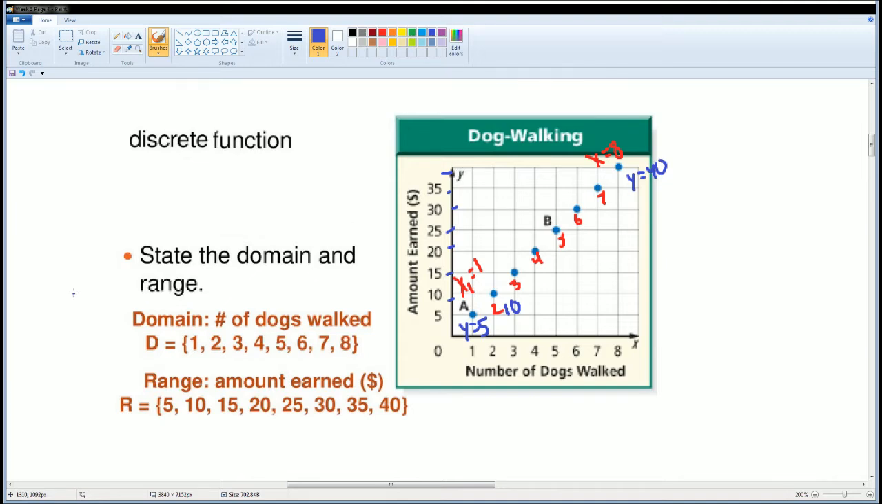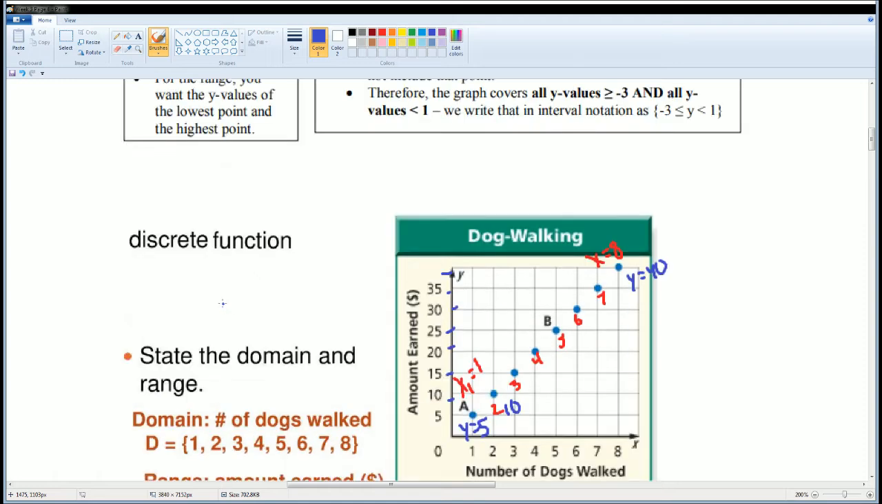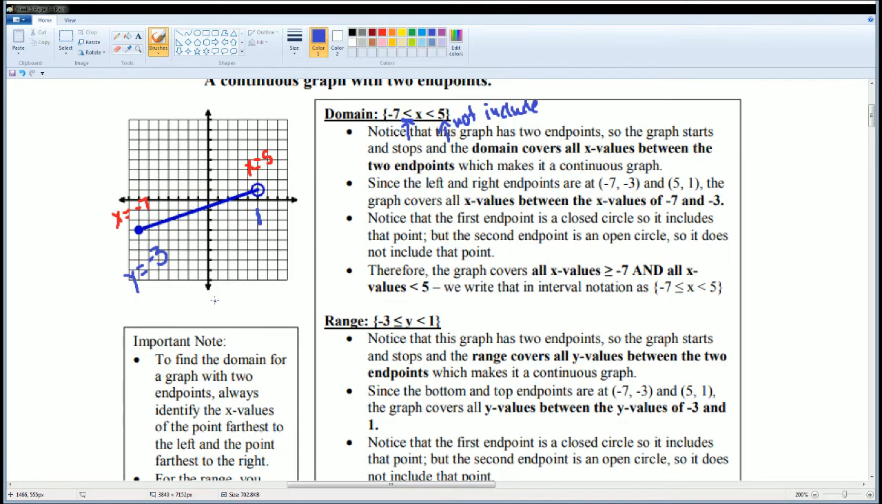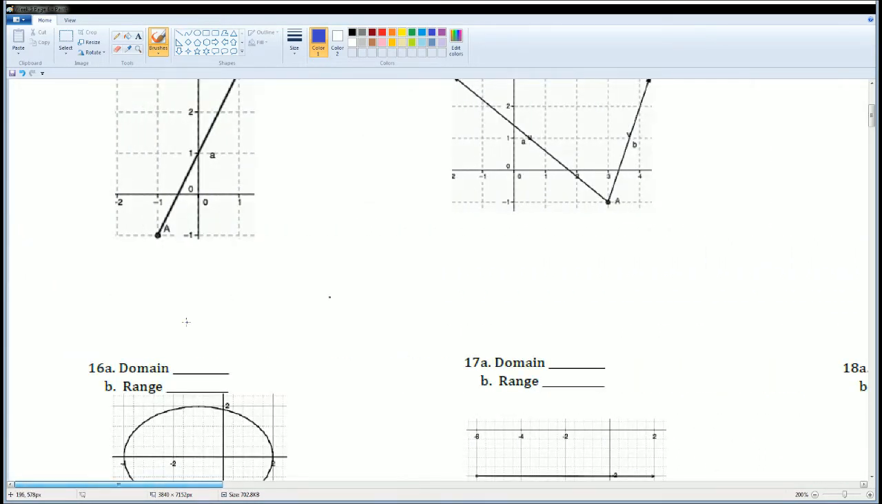So that is the difference between writing the domain and range for a discrete function, and this is how it would look for a continuous function. We're going to use that idea for these set of notes.